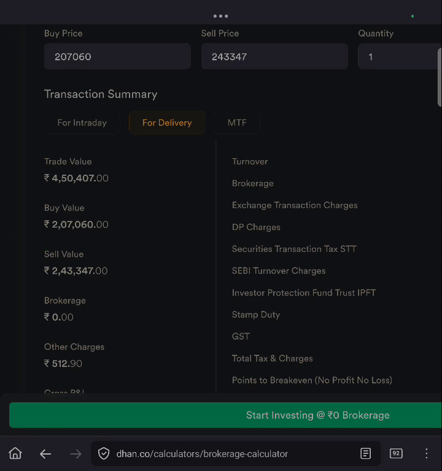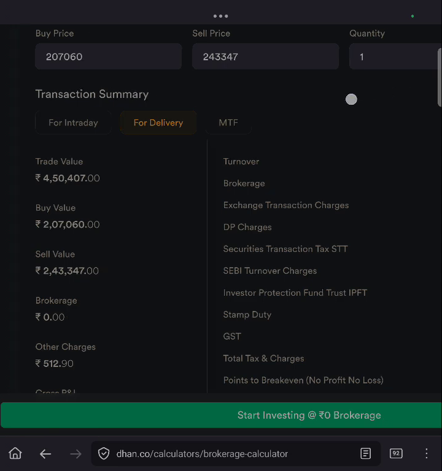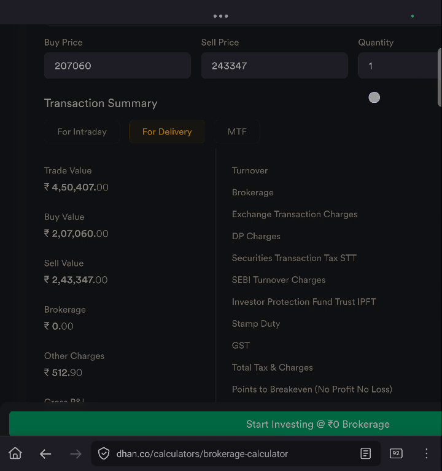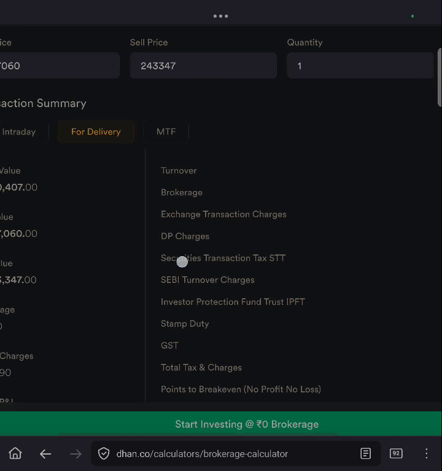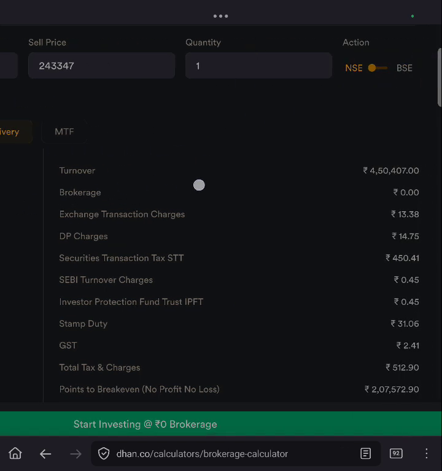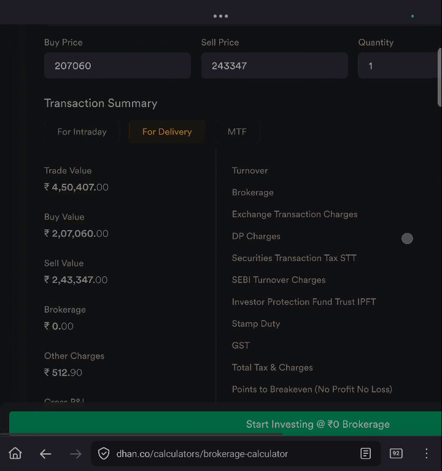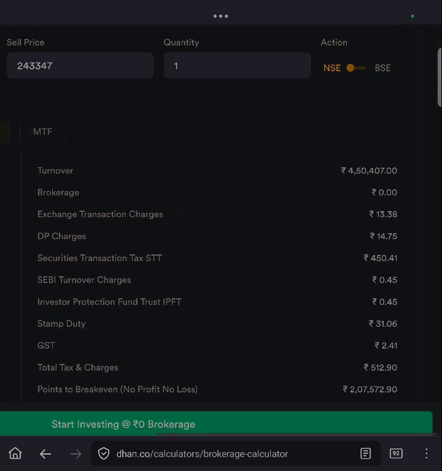Now the taxes will apply on your turnover. So see, here is an example: trade value, turnover. Turnover 4,50,000. How does it come? It is the addition of this buy and sell price. Now brokerage is 0, since Dhan does not levy brokerage. Many people levy brokerage, but Dhan does not.